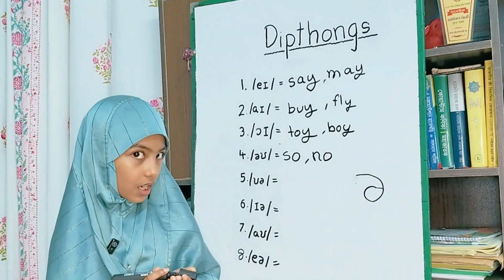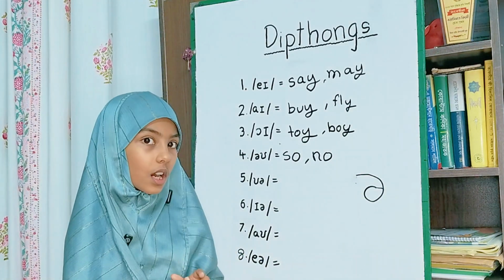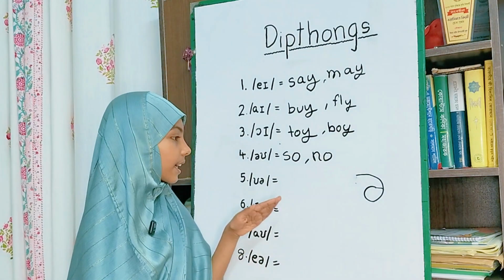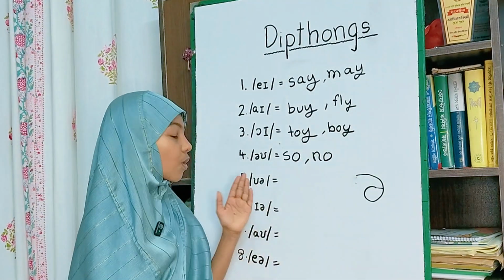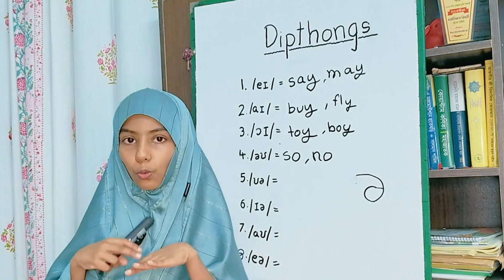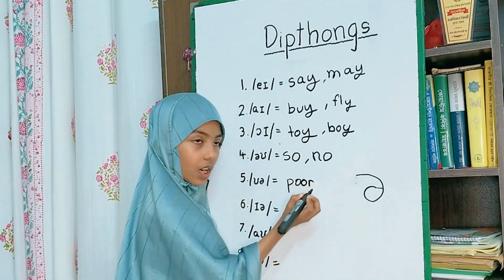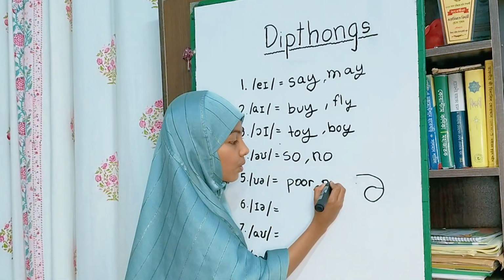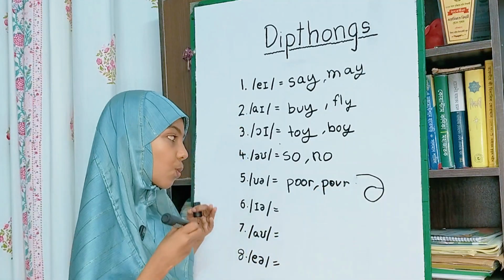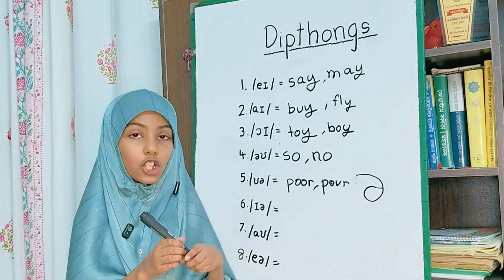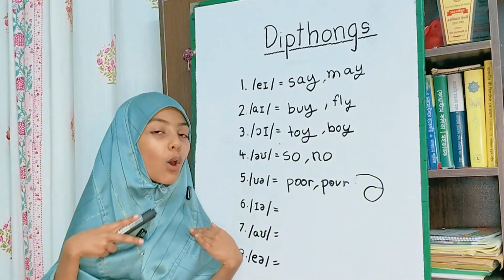Now, U, and then again the schwa sound, such as in poor, sure.